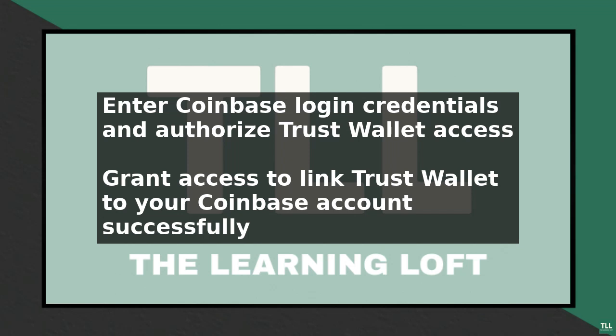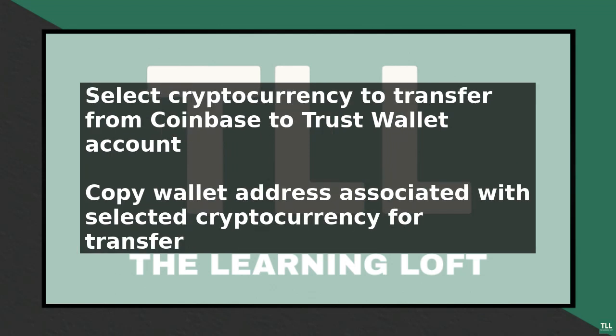From here, you can select the cryptocurrency you wish to transfer from Coinbase to Trust Wallet. Choose the desired asset, such as Bitcoin or Ethereum, and specify the amount you want to transfer. Now, navigate to the Receive section of your Trust Wallet and copy the wallet address associated with the selected cryptocurrency.